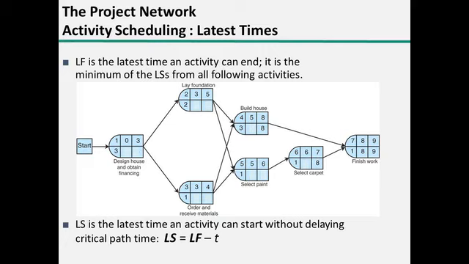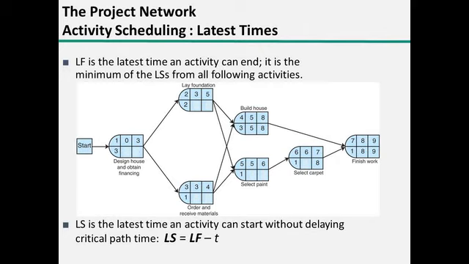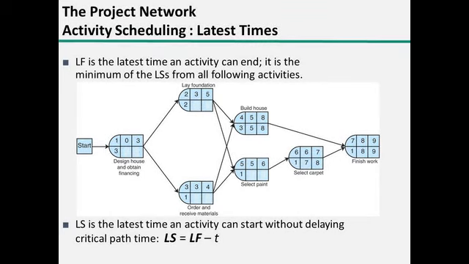So if we finish at month 8, when do we need to start? Well, for activity 4, it takes 3 months, so we have to start at month 5. For activity 6, it takes 1 month, so we could start at month 7. So notice for activity 6, our earliest start time and our latest start time don't match. And that's okay. It just means that we have some extra time to complete task 6.